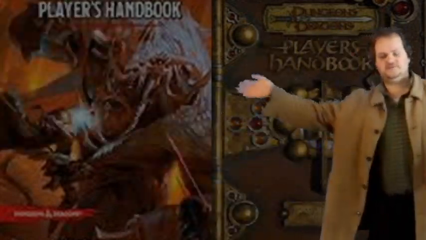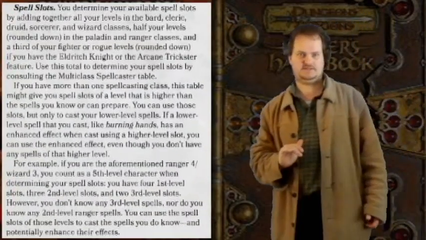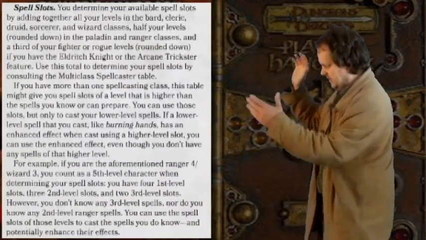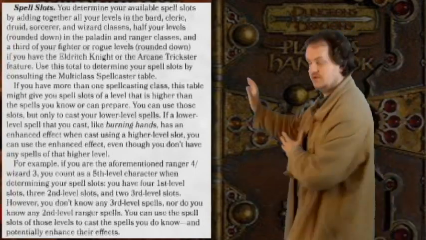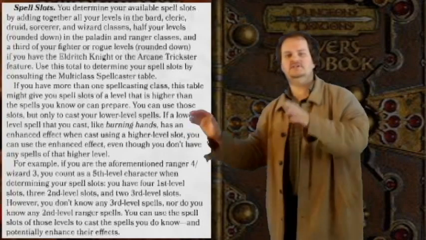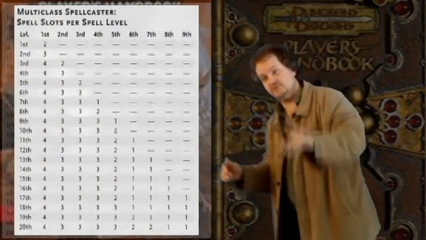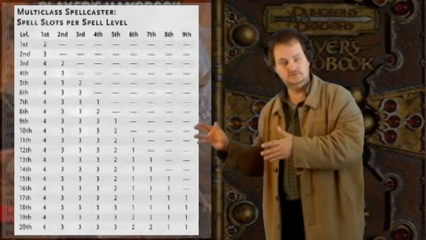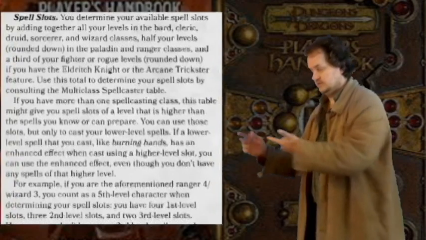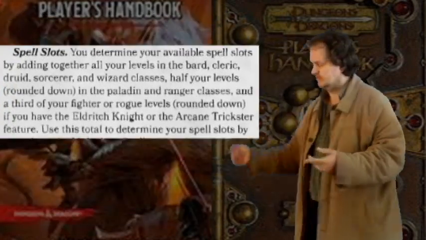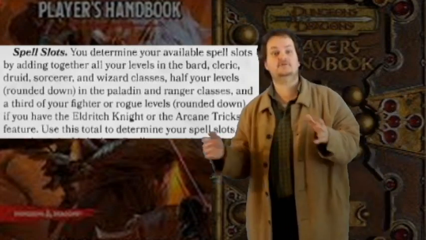You will also note that if you're multi-classing, you no longer use separate tables for each class. In 5th edition, if you would take multiple classes that cast spells, you combine them all together and use the table for full casters. But you determine your caster level by adding together your casting classes. You get 1 level for every full caster, half a level for every half caster, and a 3rd level for every subclass caster.